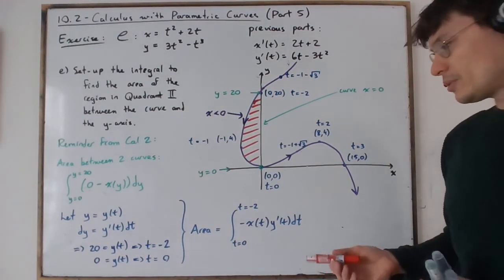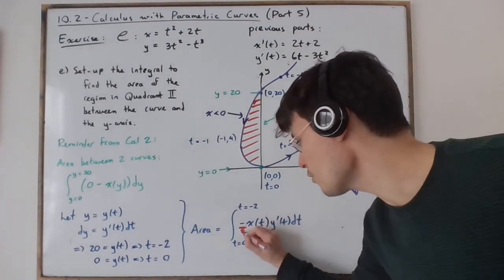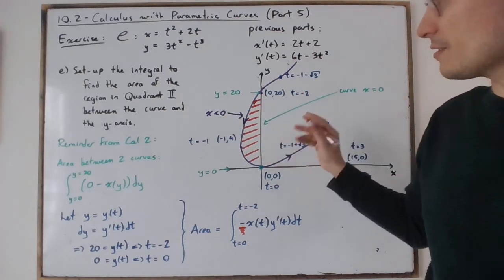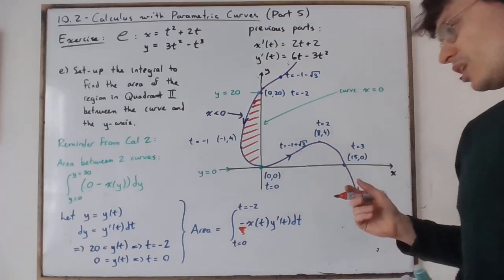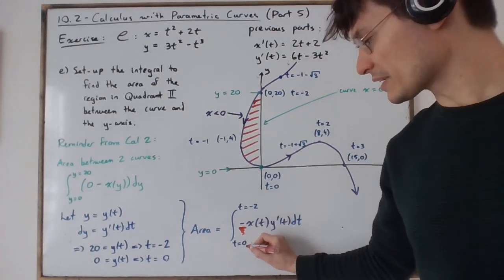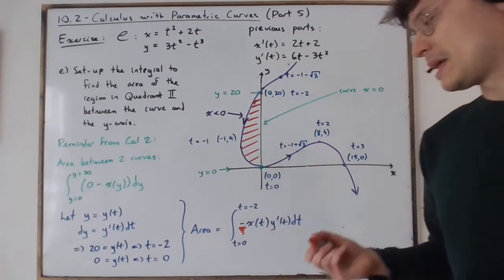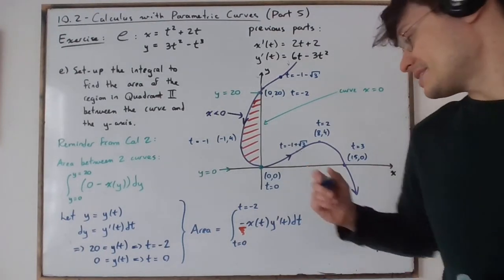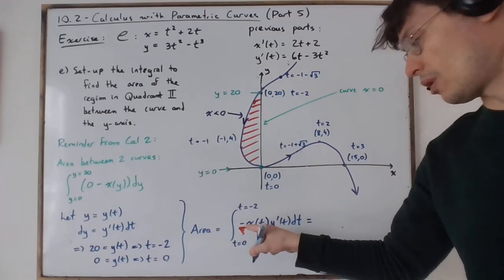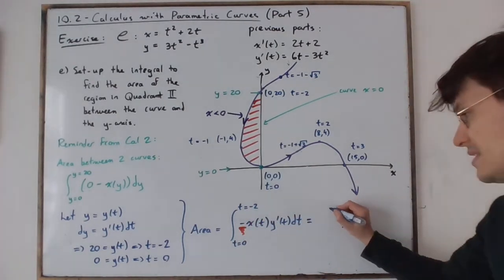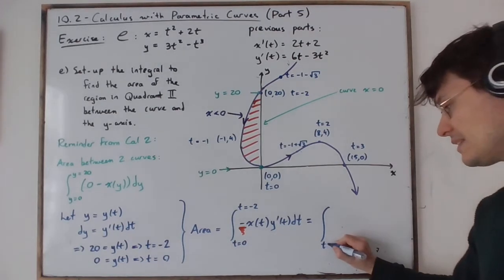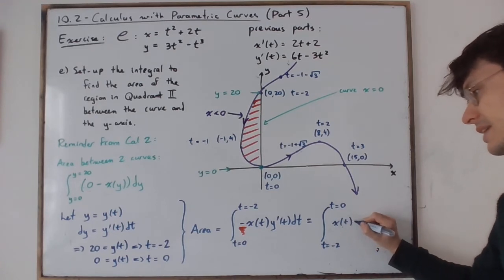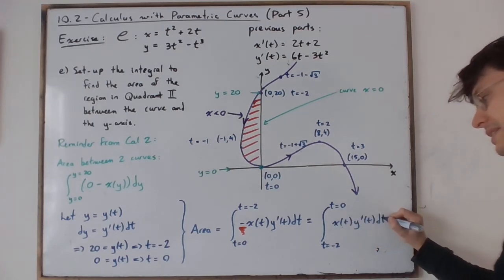Now I want you to notice that we have a negative sign that comes from the fact that the curve x equals 0 is above the parametric curve when you look sideways. But notice also that we integrate from 0 to a value below 0. So for convenience, we're going to swap the limits of integration, which also takes care of the negative sign. This area will be the integral from t equals negative 2 to t equals 0 of x of t, y prime of t, dt.